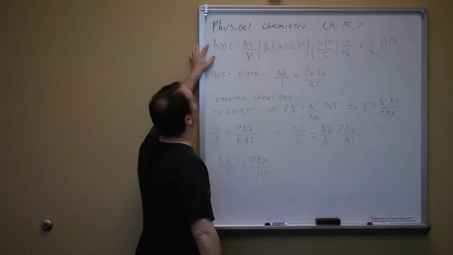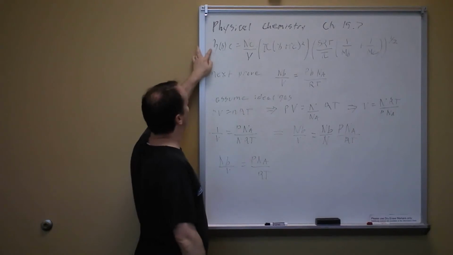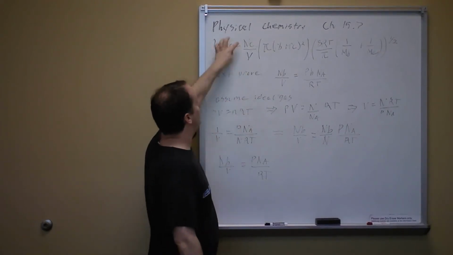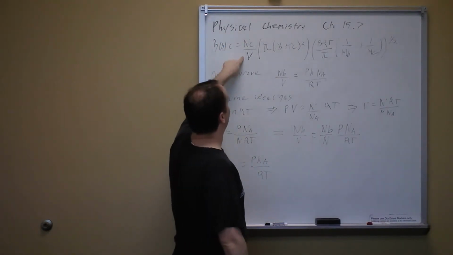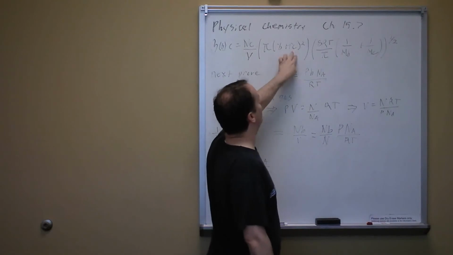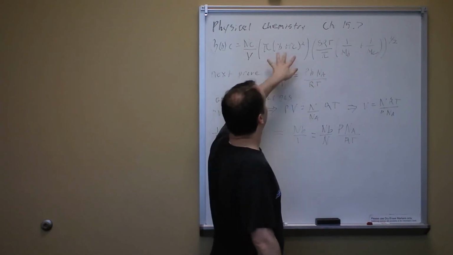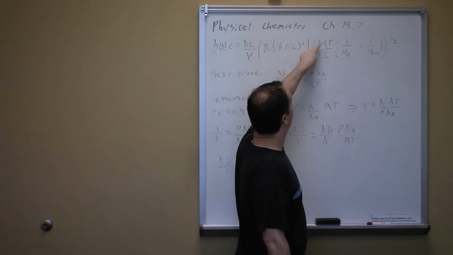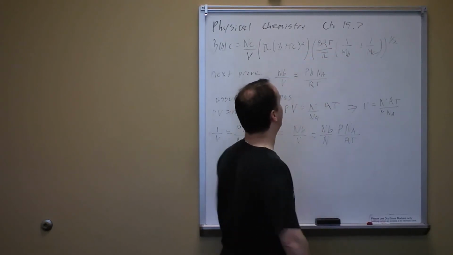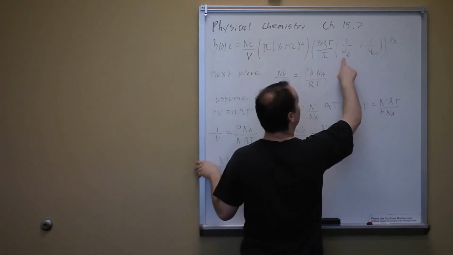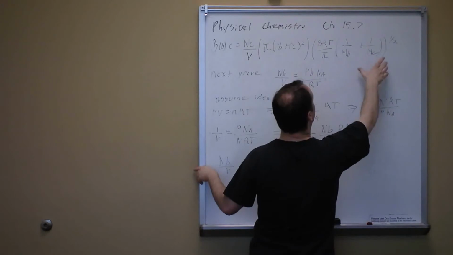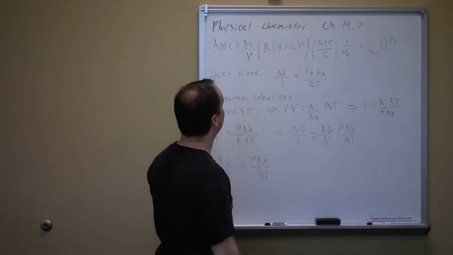Okay, so that gives us, substituting back in, a formula for lowercase z of B of C. So one B molecule against any C molecules is the number of C molecules divided by the volume of the container times pi times the radius of B molecule plus the radius of C molecule squared. That gives us the area of the cylinder, times 8RT, R is the gas constant, T is absolute temperature, divided by pi, times 1 over the molecular weight of B plus 1 over the molecular weight of C, to the 1/2 power.